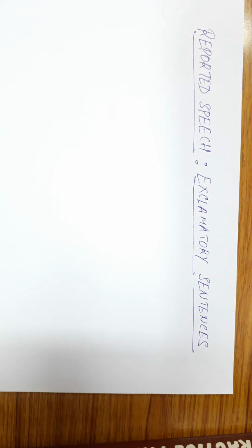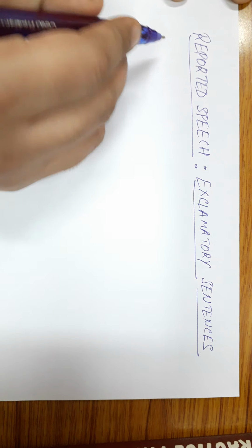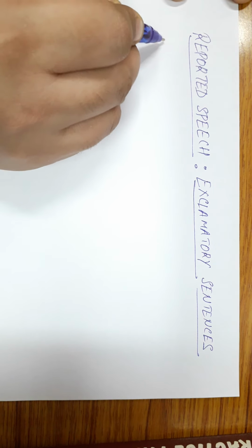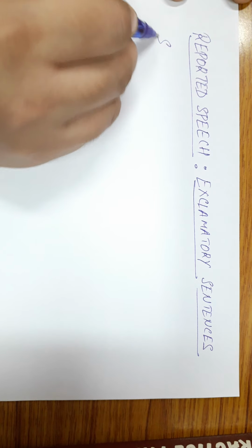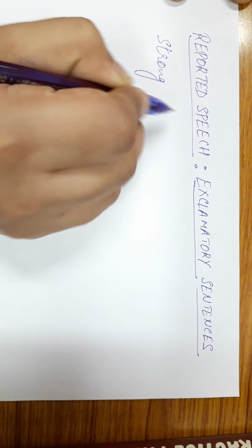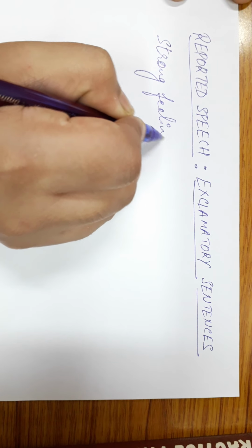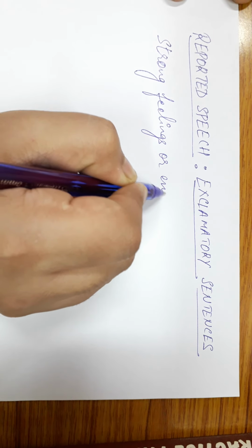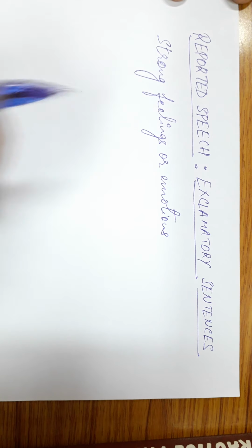Okay, let us see about reported speech, exclamatory sentences. So, what are exclamatory sentences? Now, exclamatory sentences are those sentences that express strong feeling or emotions. That is, sentences which express strong feelings or emotions.